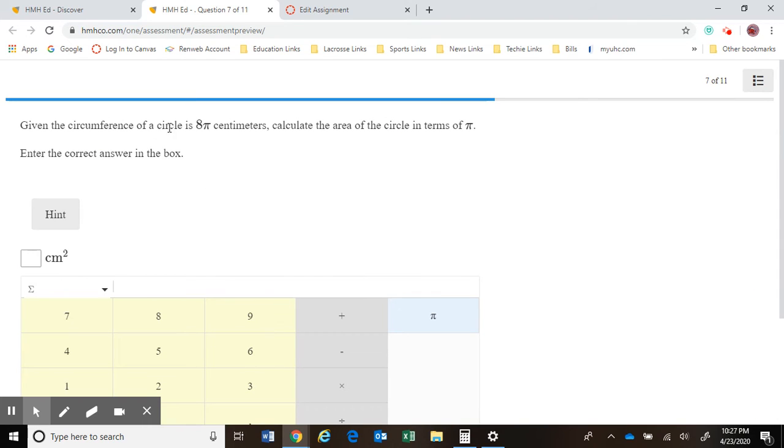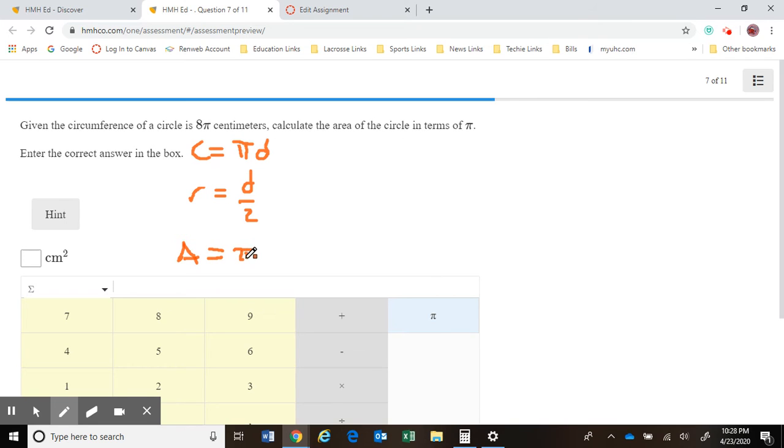Given the circumference of a circle is 8 pi, calculate the area. Now we're going from circumference. We've got to find diameter, then radius, and then area, so we've got to put them all together. Drawing on our prior knowledge, we know that circumference equals pi times diameter, radius equals diameter divided by 2, and the area of a circle is pi r squared.